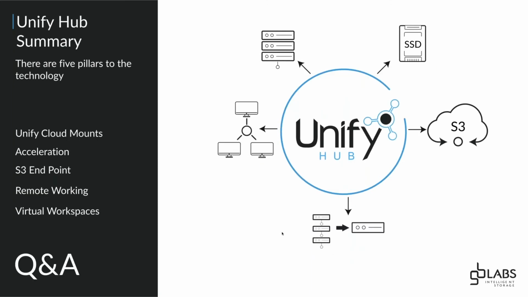So I'll just go back to really reinforcing or going through those 5 points again. The Unify cloud mounts align the local user permissions with cloud accounts to facilitate a single sign-in and simplify the secure access of cloud access on-premise. The acceleration leverages GB Labs technology to speed up the user experience, as well as reducing costs and saving internet bandwidth. The S3 endpoint connects on-premise workspaces to cloud services or remote users.